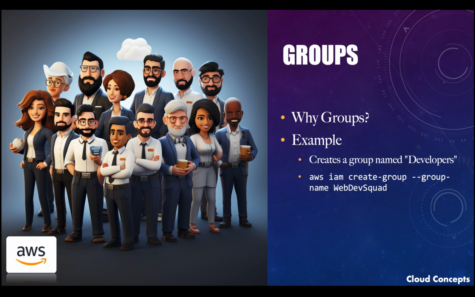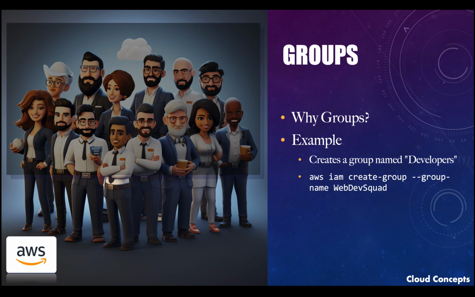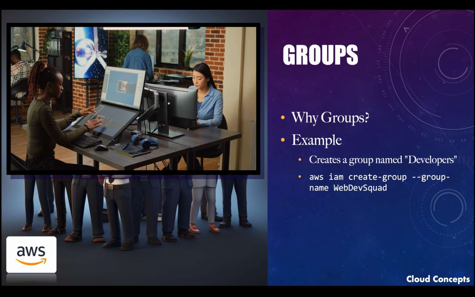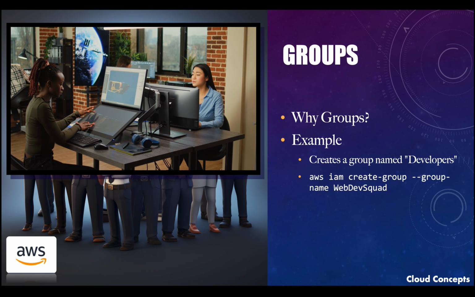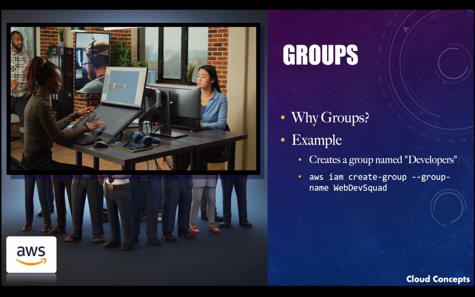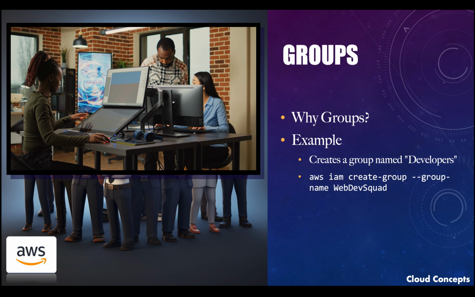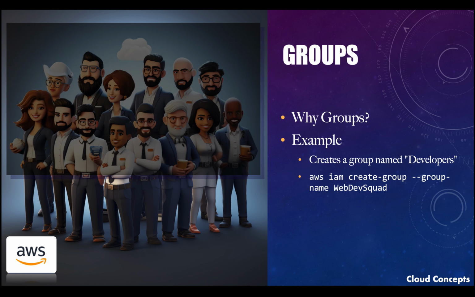Everyone in AWS has a special name tag known as an IAM user. It's like your backstage pass, showing which areas you can go into and which ones are off limits. But managing each individual name tag can be a pain, especially if there are tons of members. Enter IAM groups. These are like easy buttons for making life simpler.